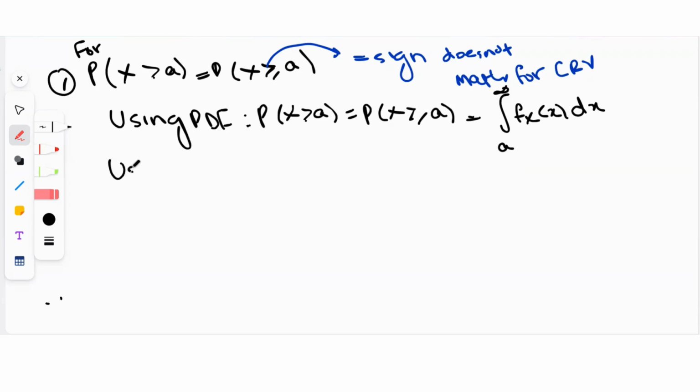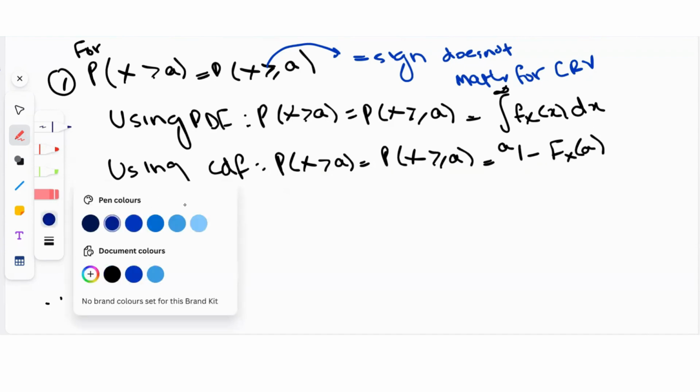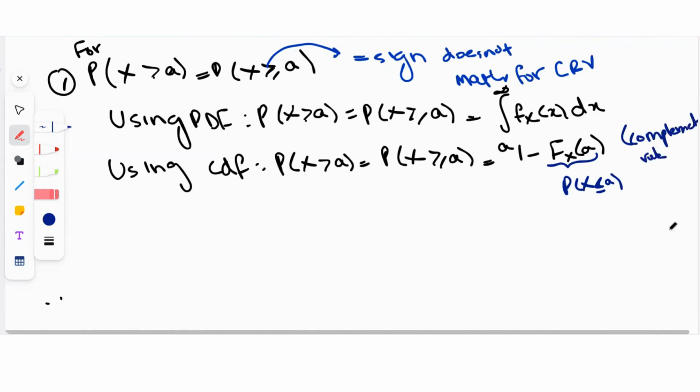So now we can find this probability using CDF also. Remember, the definition of CDF is the probability X is less than or equal to x. So if I want to find the probability X is greater than a, which is equal to the probability X is greater than or equal to a, using the complement rule, we can write this as 1 minus F_X(a). Because remember, what is F_X(a)? F_X(a) is the probability X is less than or equal to a. So here we're applying the complement rule.